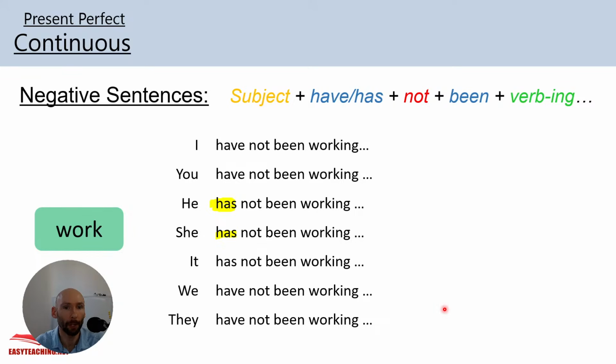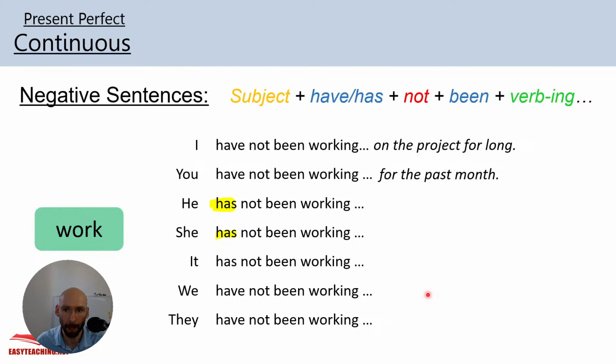Okay, hopefully you're going okay with the negative sentences. We simply add the word not in between our two auxiliary verbs to turn an affirmative to a negative. Here are some possible endings to our sentences. I have not been working on the project for long. You have not been working for the past month. It has not been working well lately.